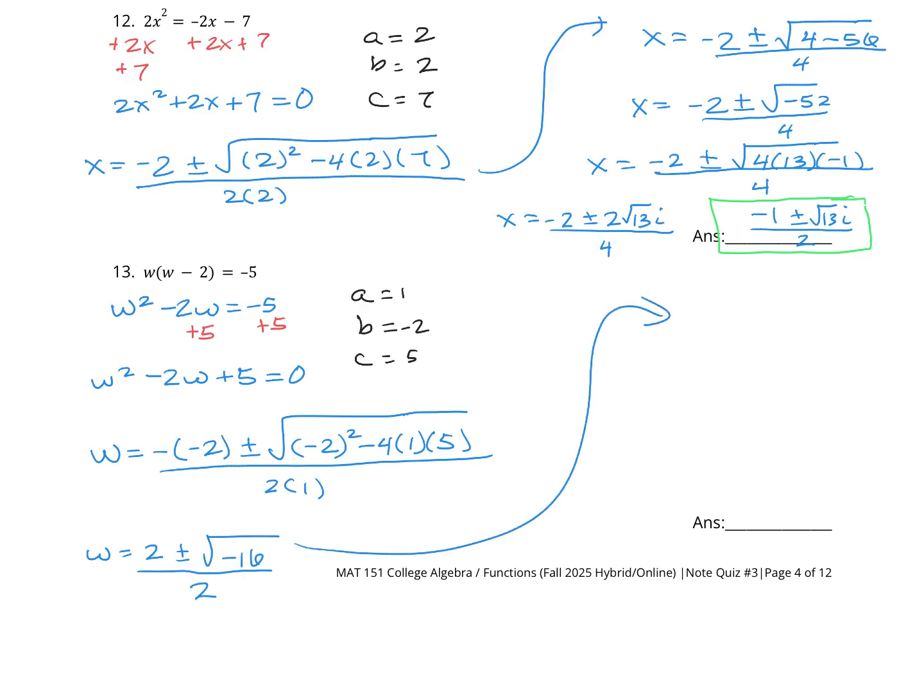Simplifying this down, that's a 2. The square root of negative 16, remember, is going to be 4i. That's all over 2. When I simplify, I now divide that 2 into both of those numbers. So w is actually going to be 2 over 2 plus or minus 4i over 2, which is really 1 plus or minus 2i. So that's the solution for that quadratic equation using the quadratic formula.